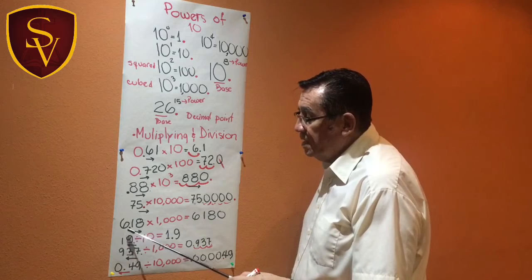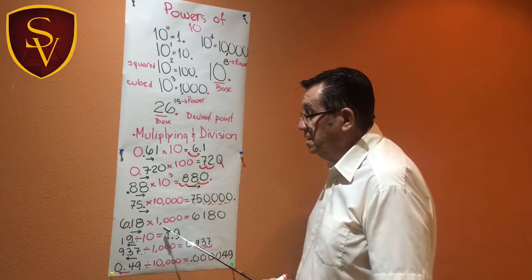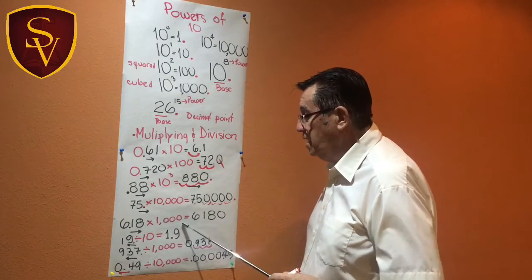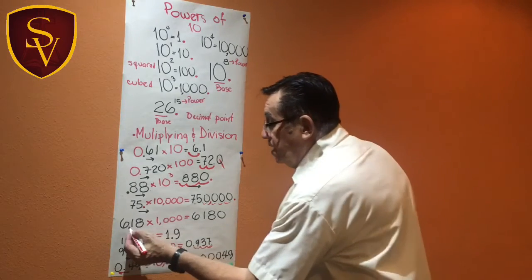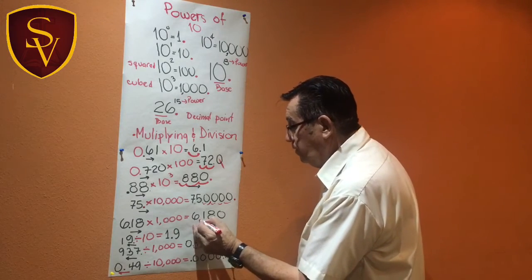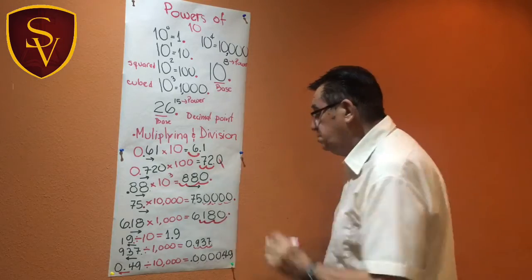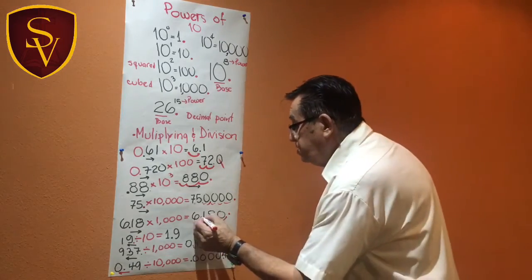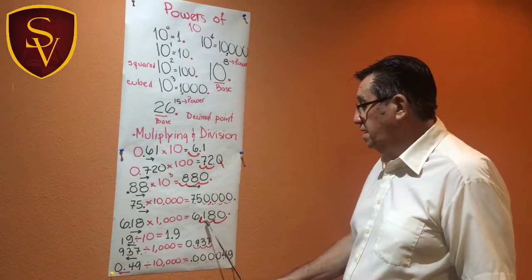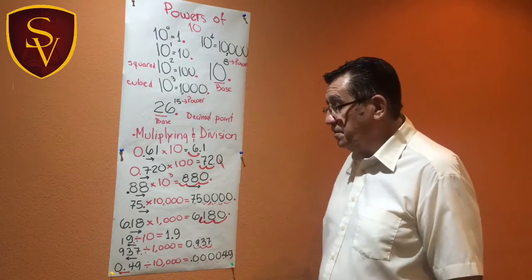In this example, we have 6 and 18 hundredths. That's being multiplied by 1,000. In this case, we have to move the decimal point 3 places. So it moves from here 1, 2, and 3. So the final answer is going to be 6,180. This is for multiplication.